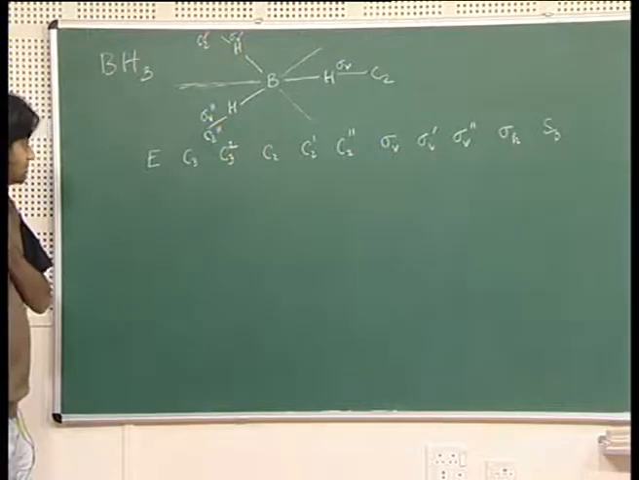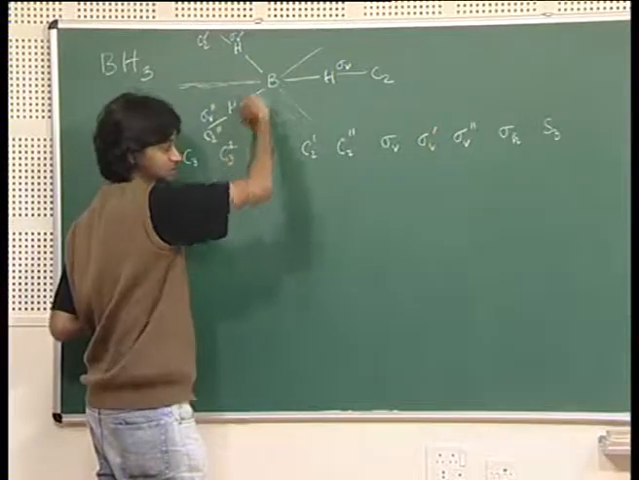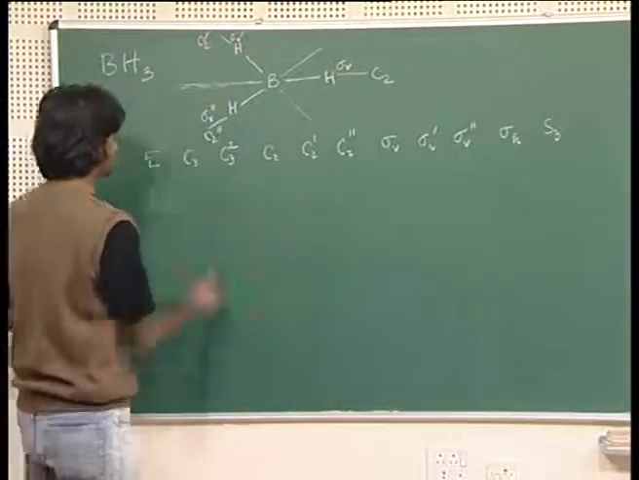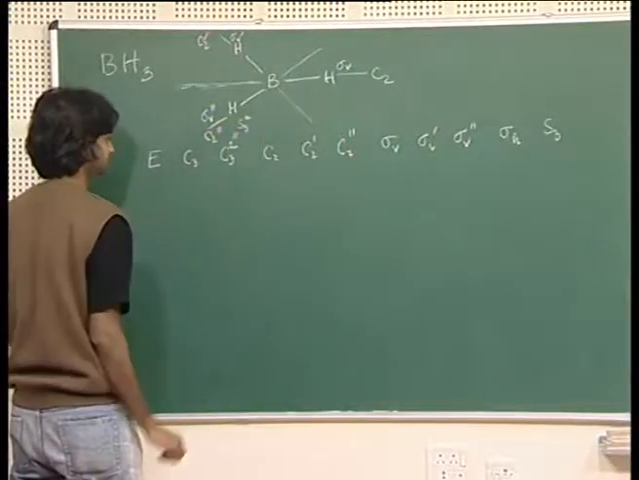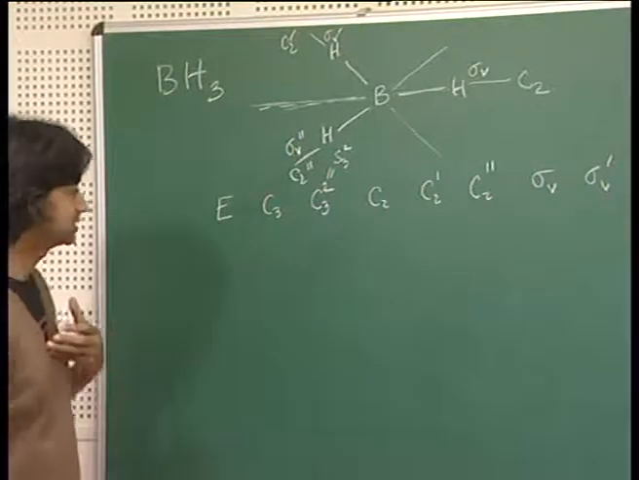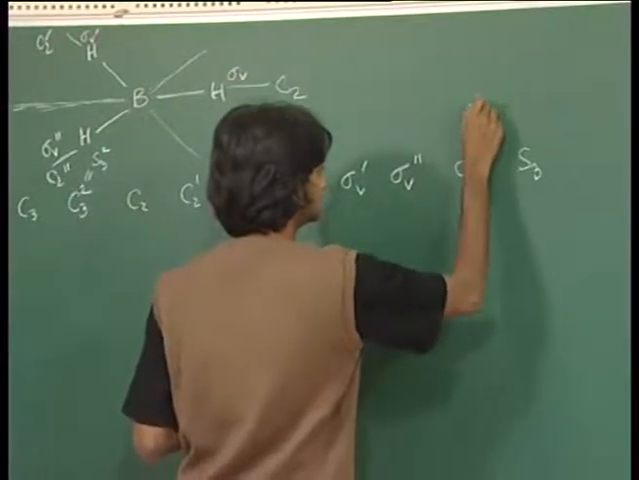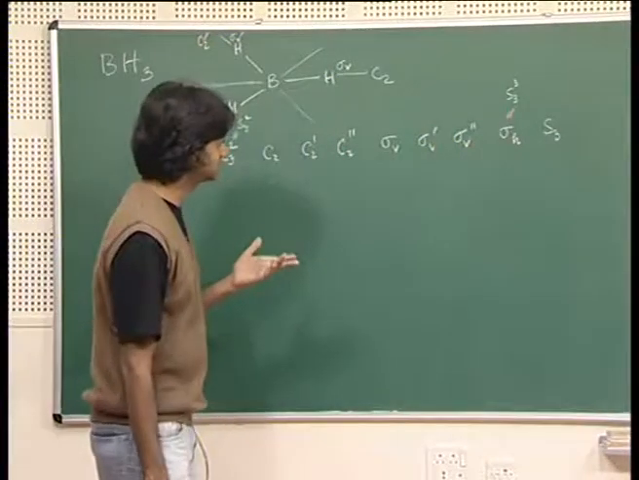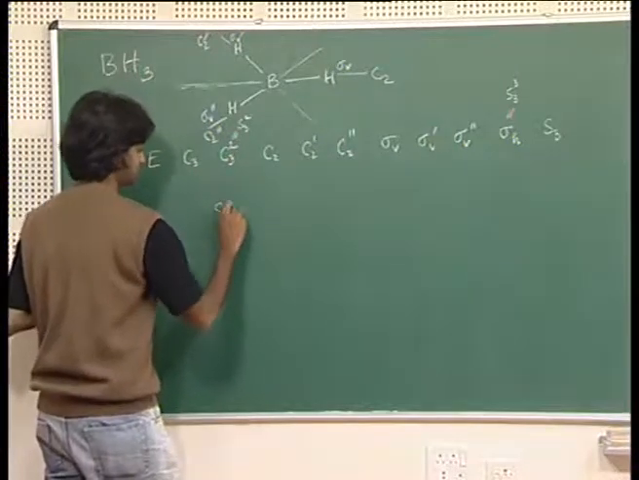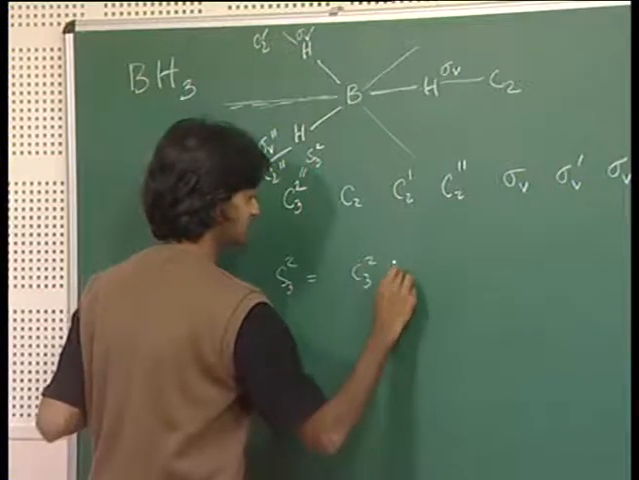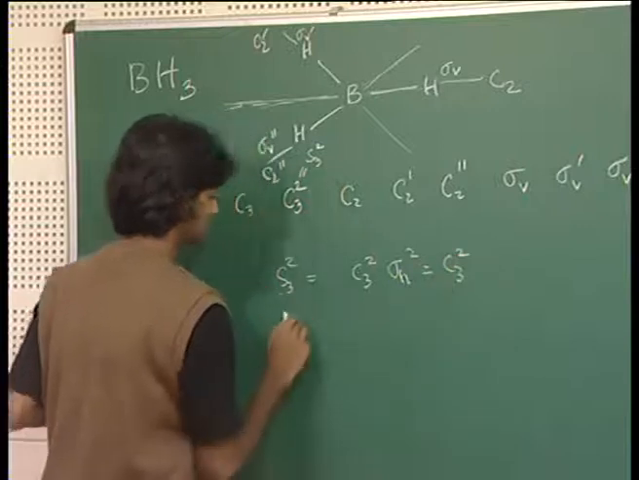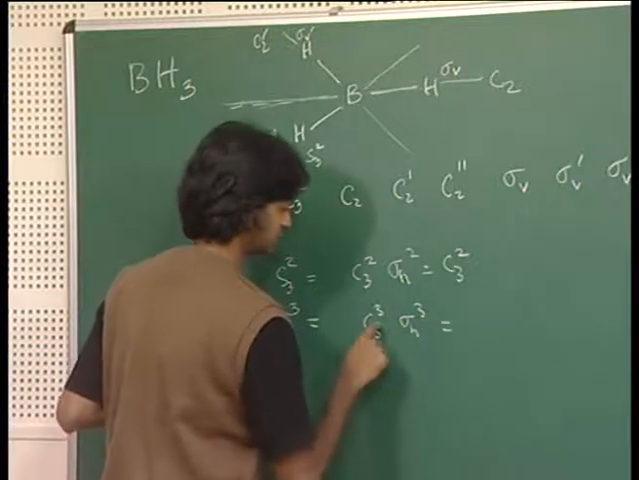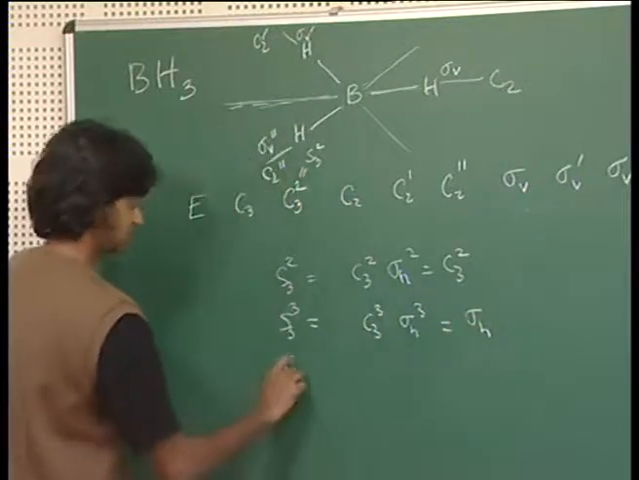Okay. Now, what are the remaining operations? So you have S3. Now S3 generates a whole set of operations. S3 generates S3 square, but S3 square is same as C3 square. S3 cube is same as sigma h, because S3 square equals C3 square sigma h square equals C3 square. S3 cube is equal to C3 cube sigma h cube, C3 cube is identity, sigma h cube is sigma h. Okay. What about S3 4?